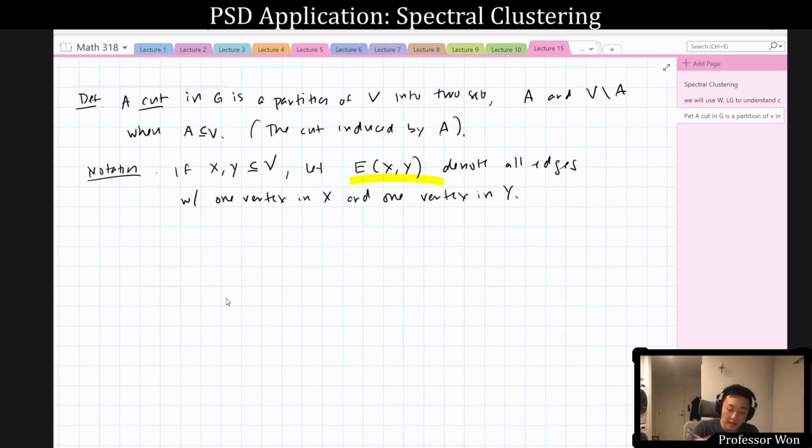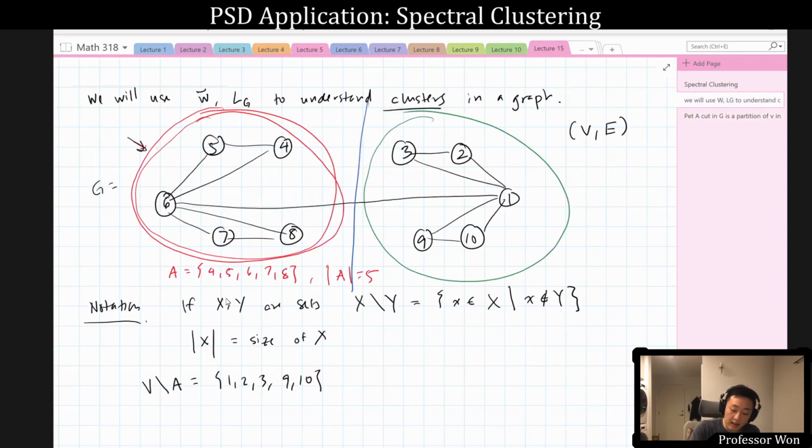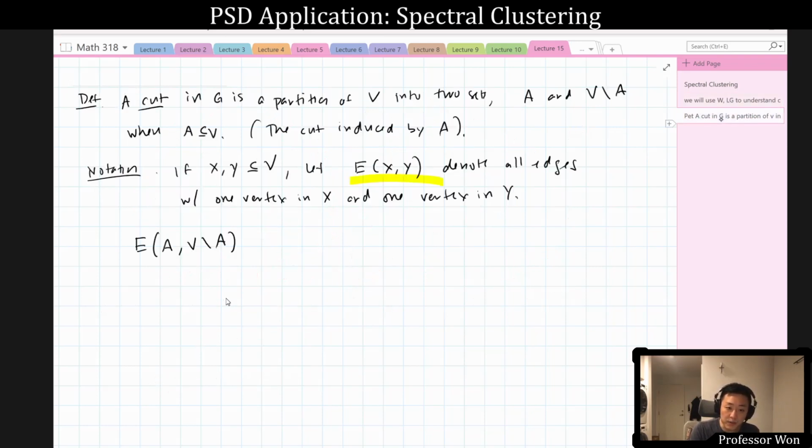Okay, so in our example, if I look at E of A comma V minus A, this is the set of edges where one of the vertices is in A and the other vertex is not in A. So for this specific A, the set of edges between A and V minus A is just the single edge 1, 6. There's only one edge in that set.